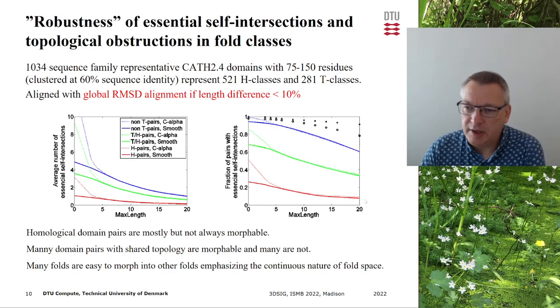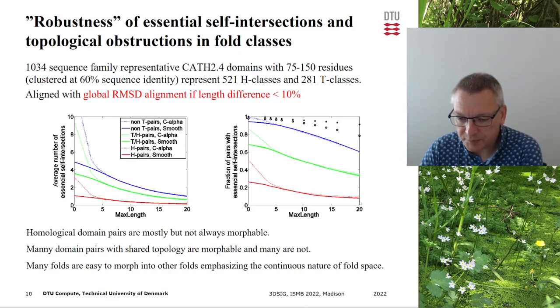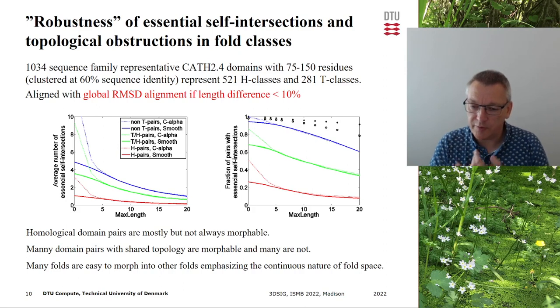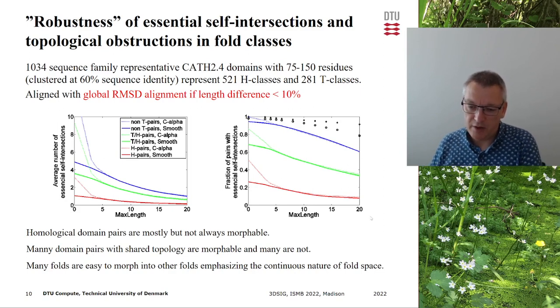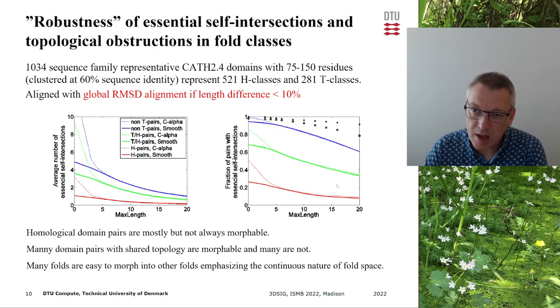Inside the homology classes, you would find in 10 to 15% of the cases that there's actually topological obstructions for morphing the one structure into the other. Inside topology classes, this number would be something like 35% to 40%, depending again on how large deformations and rearrangements you are allowing in the structures.